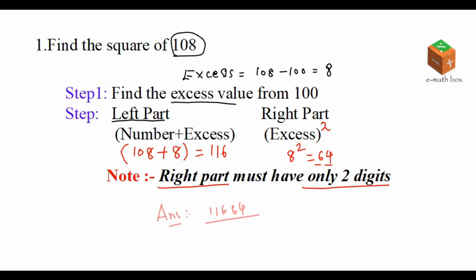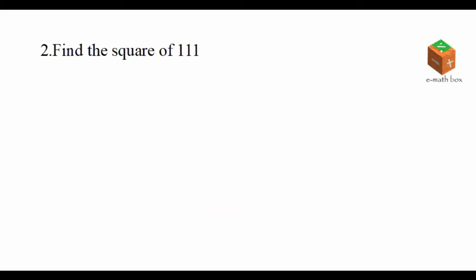I'll teach you another model of the same question. We have to find the square of 111. The very first step is we should find how much it is in excess of 100. As I told you, excess is very simple: the number should be subtracted by 100, and we get the answer, that is the excess value. So 111 minus 100, we get 11.